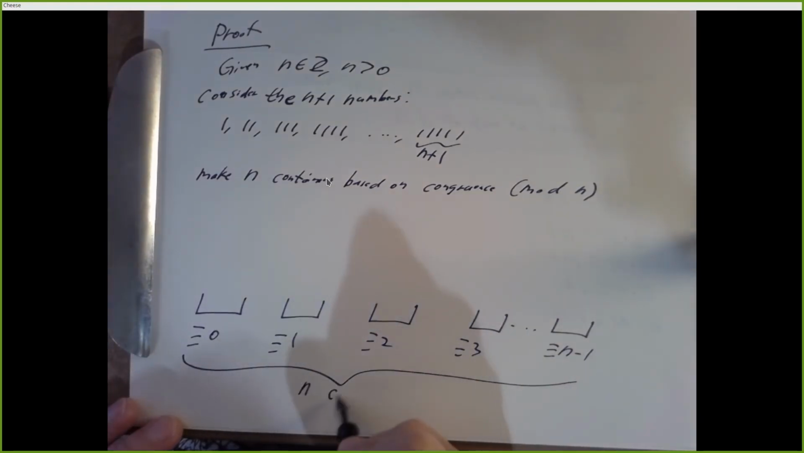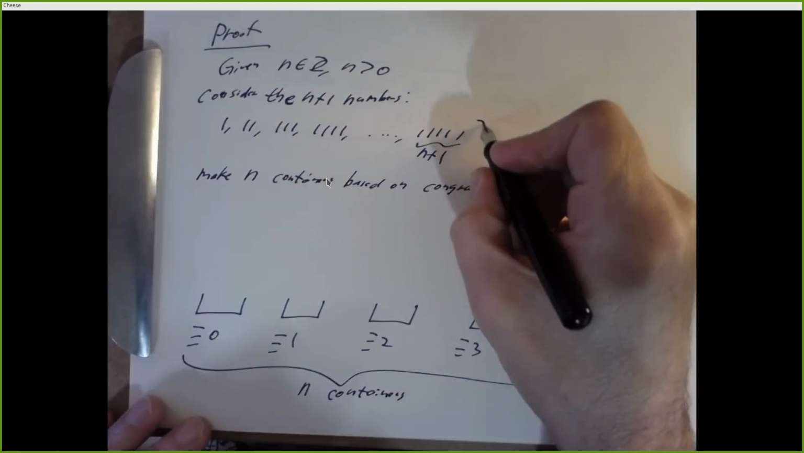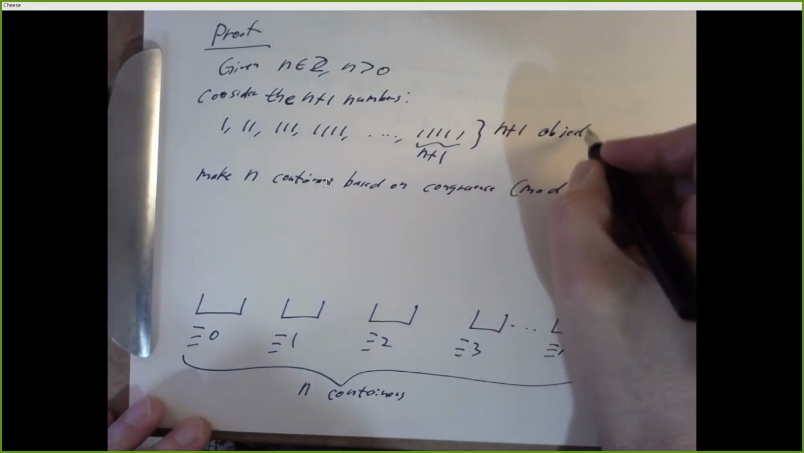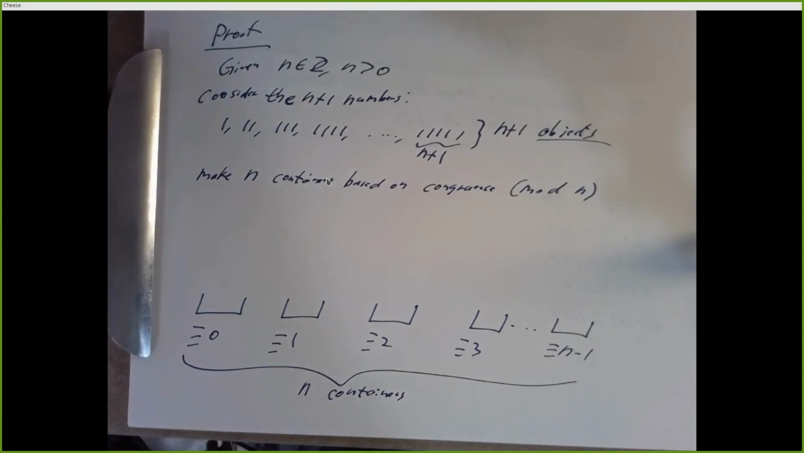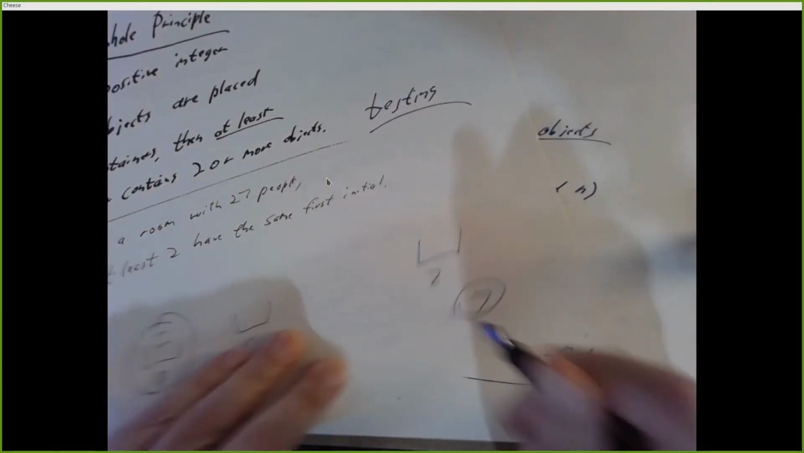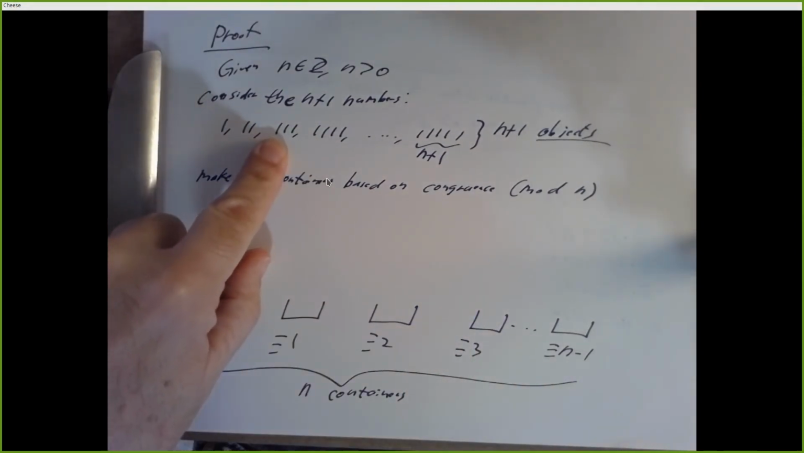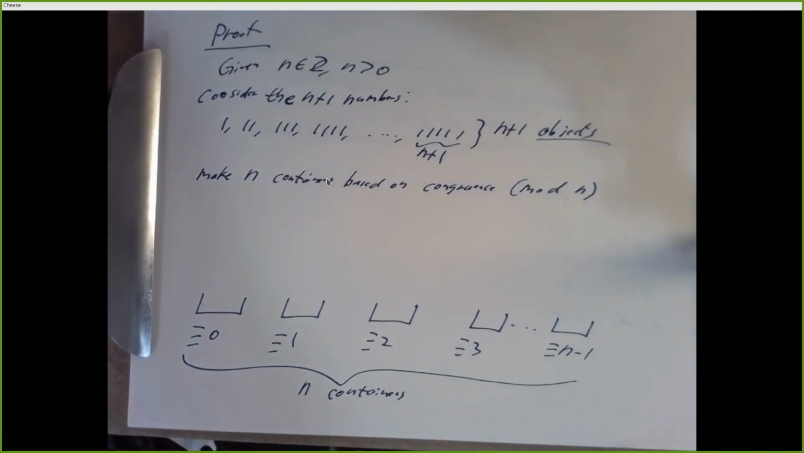All right. So we have a total of what? We have n containers. And we have n plus 1 objects. We're going to take each of these objects and place it into one of these containers based on what it's congruent to modulo n. So 1 is congruent to 1, and let's say we're trying to find a multiple of 7. So 11 is congruent to 4, so I'll put it in the 4 container, and 111 is congruent to whatever it's congruent to, I'll put it in that container. I'll take all n plus 1 objects and put them into these n containers.